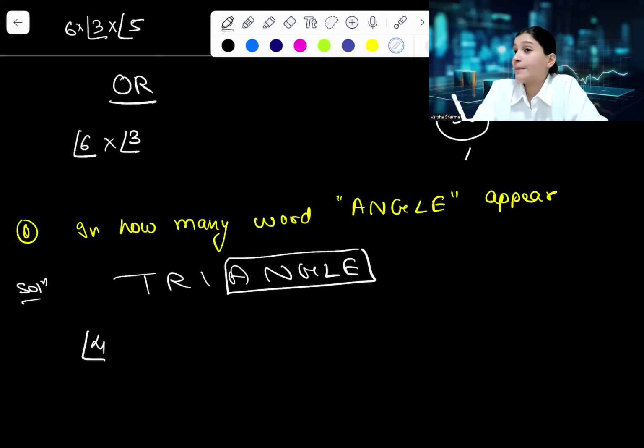4 factorial. Now, the bundle has how many people? 5. Are they allowed to interchange? No, because as I said, I want angle. I want A to be first, then N, then G, then L, then E. So they're not allowed to interchange among themselves. They need to sit in that specific position. Understood? Yes, ma'am.